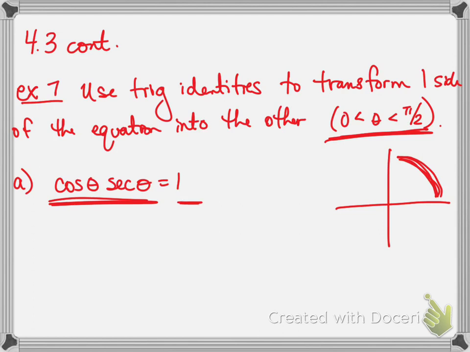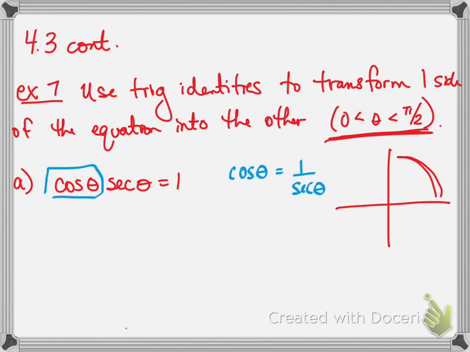And you're always going to start with the most complicated side. So let's see what we know about these two. So we're using one of our 11 identities. Well, I know that cosine is 1 over secant because that's one of my reciprocal identities. So I'm going to replace this cosine with what it equals. So in place of cosine, I put 1 over secant theta, and I'm going to go ahead and bring that down.